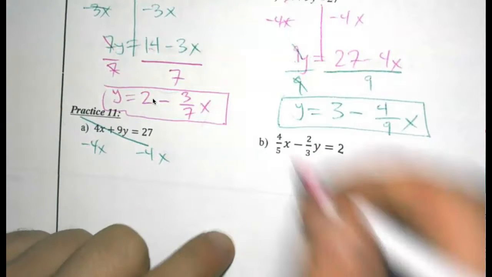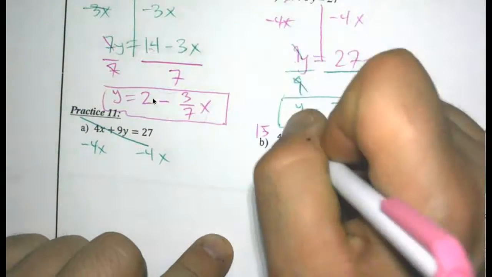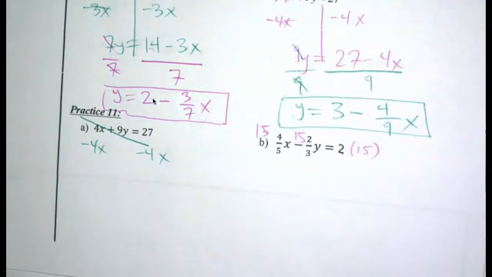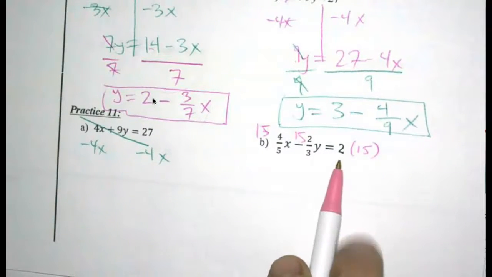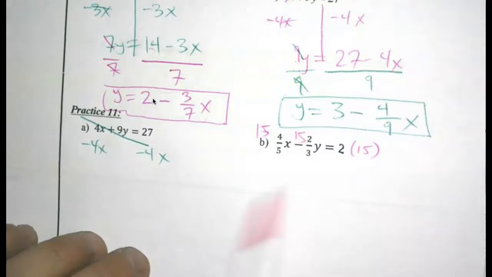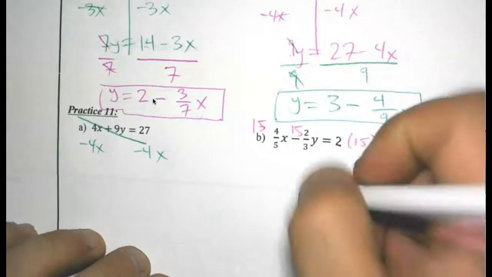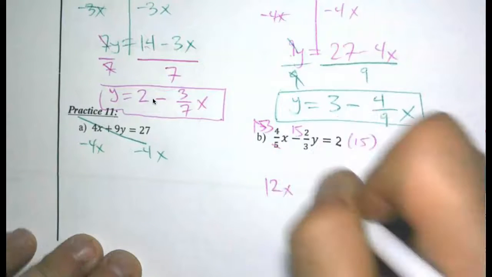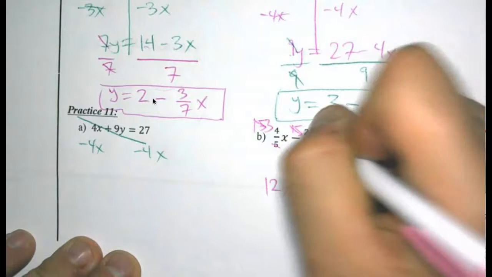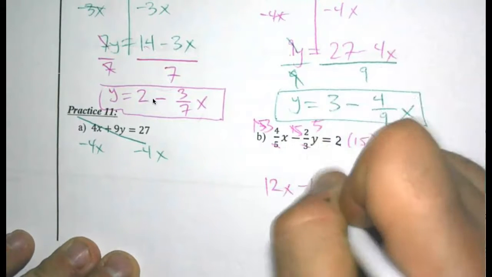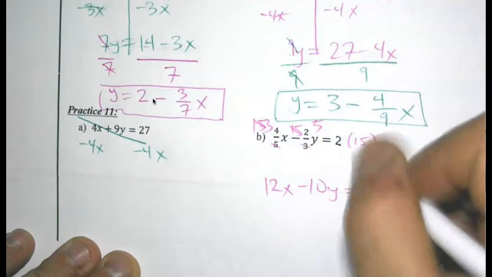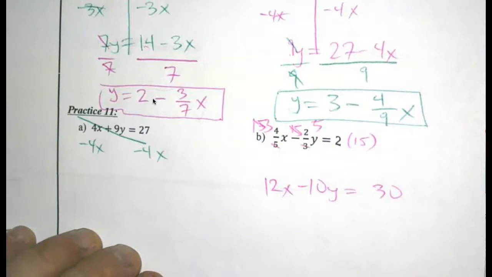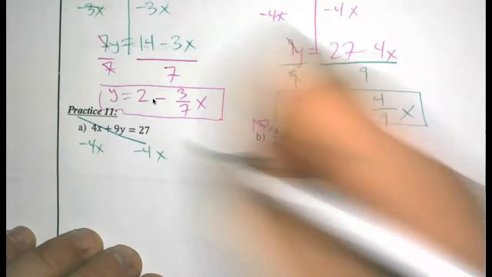This next one, getting y by itself, guys, I think I'm going to multiply by 15. I don't really want to mess with these fractions. I'm going to multiply each term by 15 to get rid of the fractions. Even if there's no fraction, I have to multiply by the 15 to make sure the equation stays equivalent to the original. So 15 divided by 5 is 3. 3 times 4 is 12x. Here, 15 divided by 3 is 5, and 5 times 2 is 10y. And then here at the end, 2 times 15 is 30. So there's that.